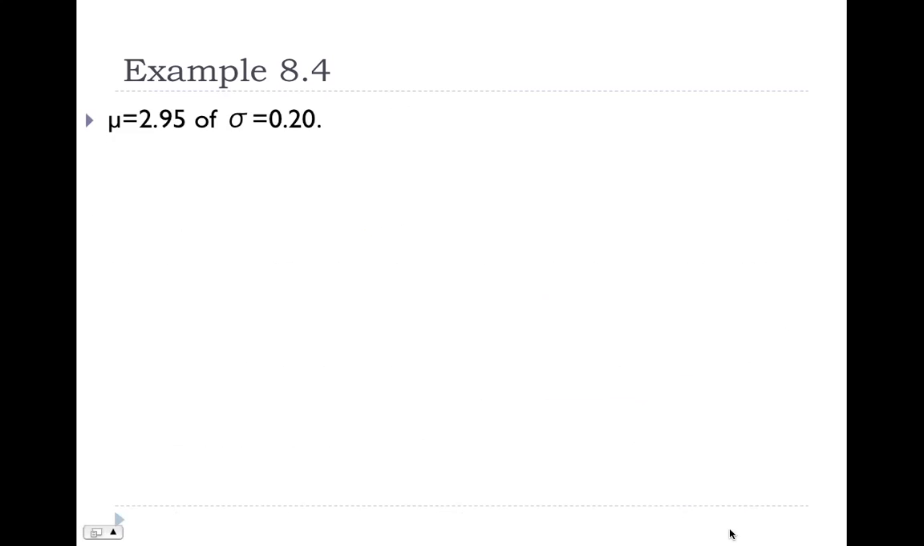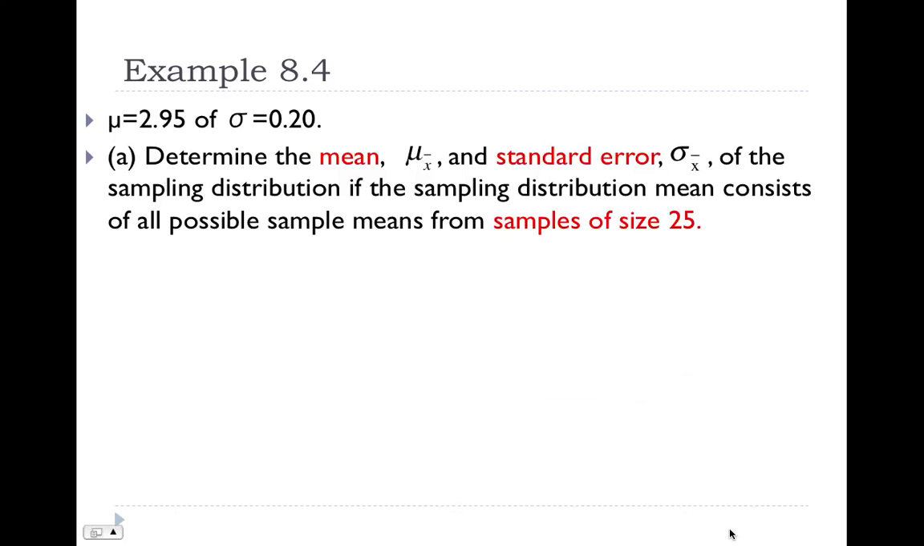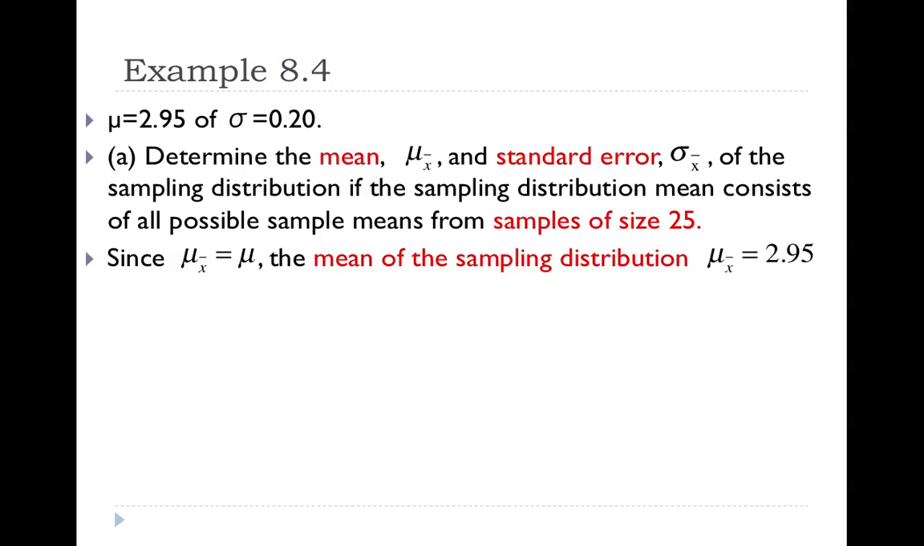Okay, part A, we are asked to find the mean and standard error of the sampling distribution. N is 25. So to find the mean of the sampling distribution, mu sub x bar, we simply note that mu is 2.95, therefore mu sub x bar is also 2.95. The mean of the sampling distribution is always the same as the mean of the population.